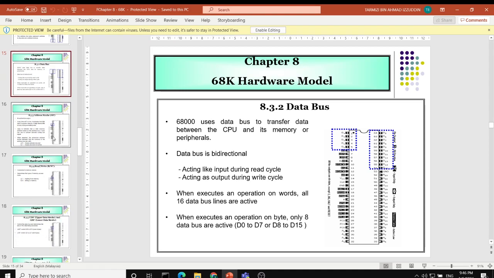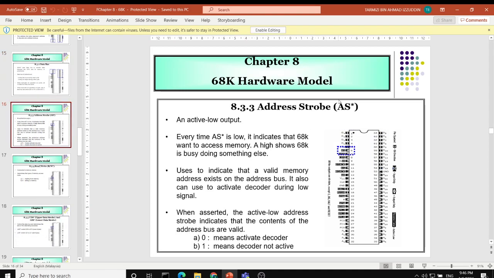That's about it. And then we have address strobe. Okay, what is address strobe? It's an active low output. Every time address strobe is low, it indicates that the 68K wants to access memory, and high shows the 68K is busy doing something else. It is used to indicate that a valid memory address exists on the address bus, and can be used to activate a decoder during low signal. When asserted, the active low address strobe indicates that the content of the address bus is valid. 0 means active decoder, 1 means decoder not active.